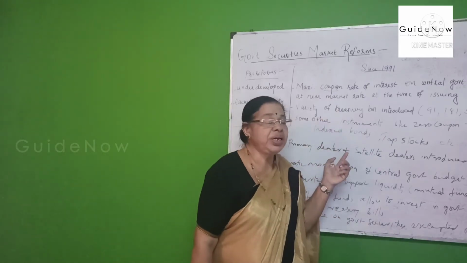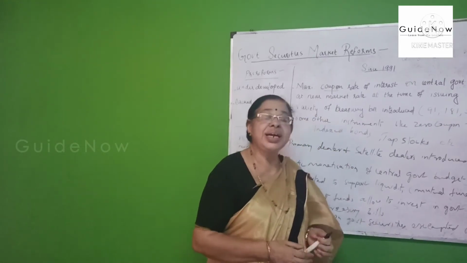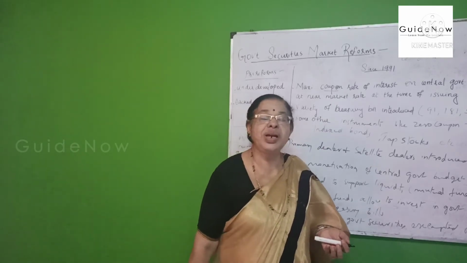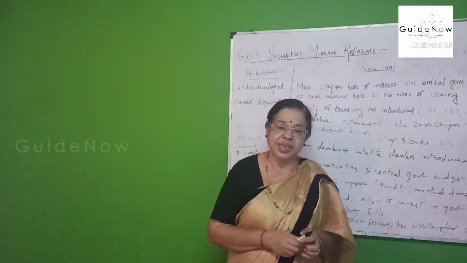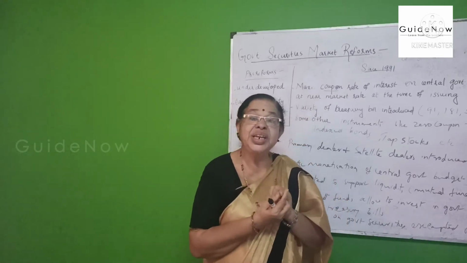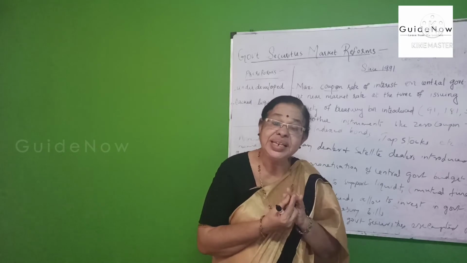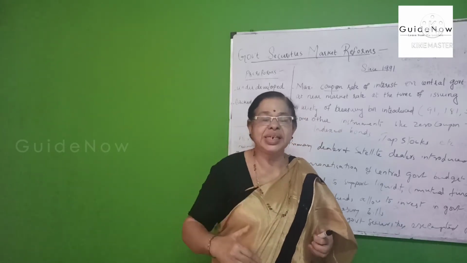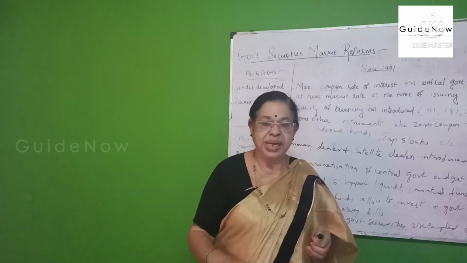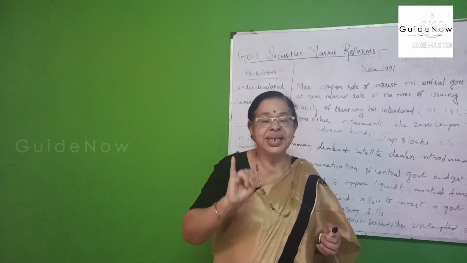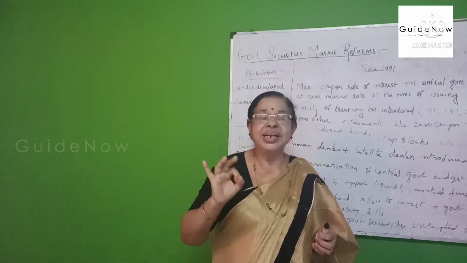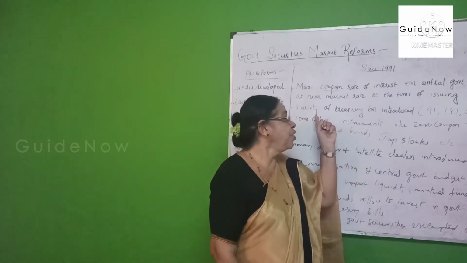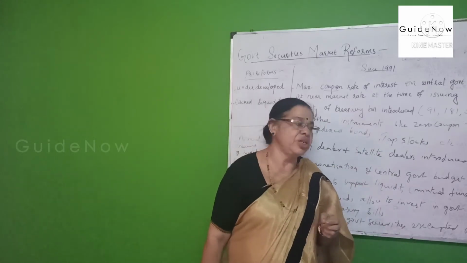And the second important reform is that a variety of treasury bills were introduced. The treasury bills are the 91 day, 181 day, and 364 day treasury bills. Such three important treasury bills were introduced by the government. That is known as the variety of treasury bills introduced.